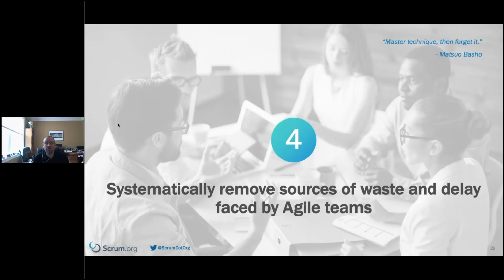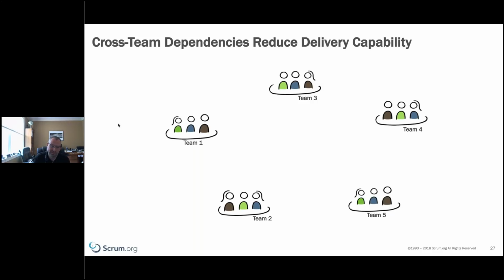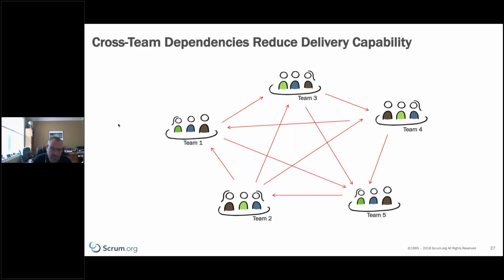Number 4, so how do we help to remove waste? And systematically removing that waste and delays faced by agile teams. It starts with dependencies and cross-team dependencies. Can we eliminate those cross-team dependencies the best we can? It's never going to go away, just because if you made a really large team, now you've got cross-person dependencies, which will always exist.